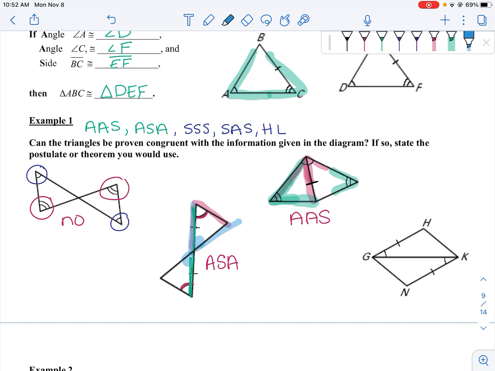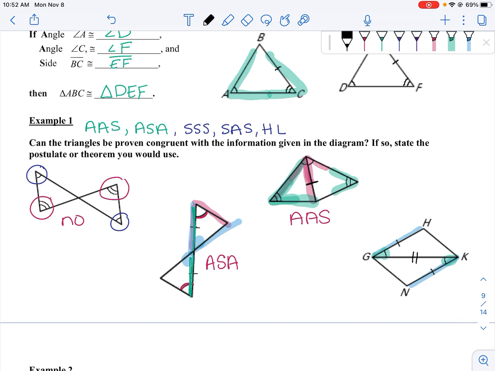All right, moving to the next one. I've got a pair of sides. I've got a set of angles. And again, I've got a shared side. So I can add my tick marks. Okay, so this is side, angle, side.